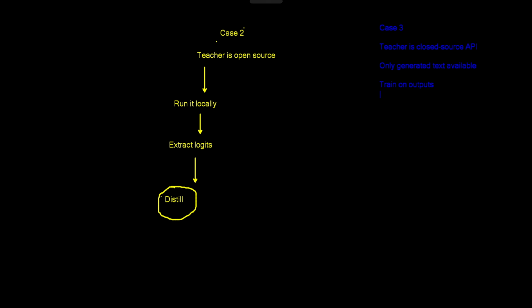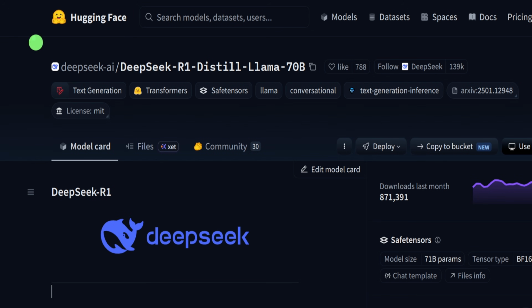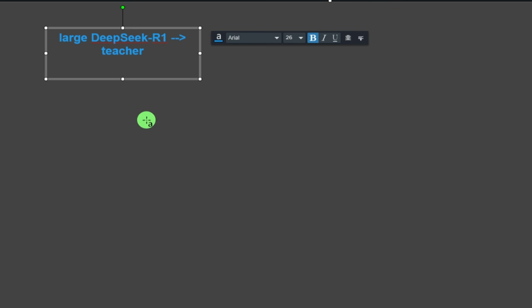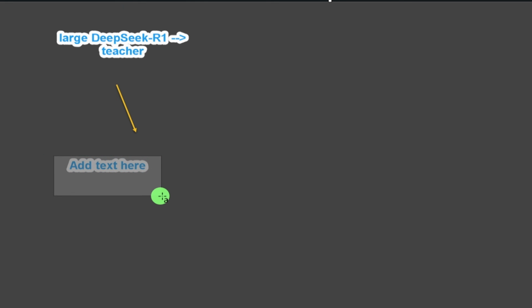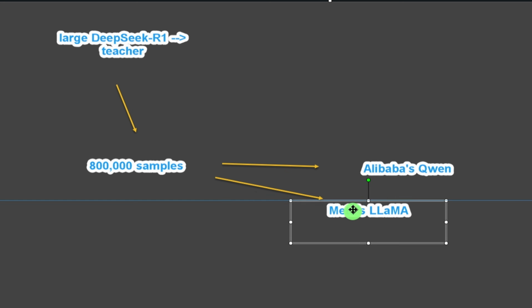Case 2: the teacher is open source. You run it locally, then extract logits and distill. Case 3: the teacher is a closed source API. You only get the generated text. The student trains on outputs. It's called synthetic data training. This is not classical logit-based knowledge distillation. Examples of classical logit-based knowledge distillation are DeepSeek R1 Distill Qwen 32B and DeepSeek R1 Distill Llama 70B. DeepSeek generated roughly 800,000 samples from their large DeepSeek R1 teacher model to train smaller student architectures, specifically using Alibaba's Qwen and Meta's Llama frameworks.